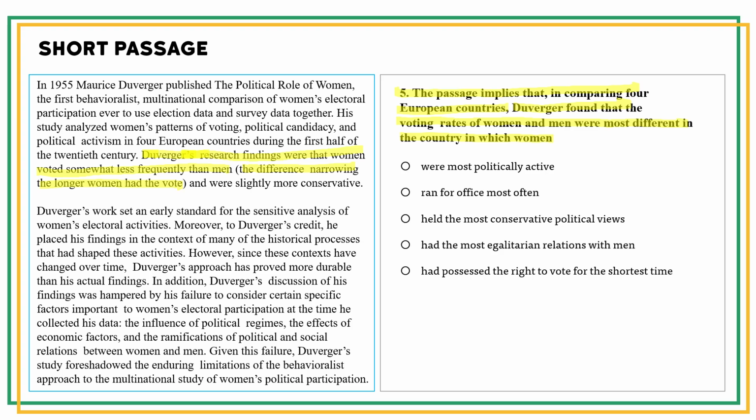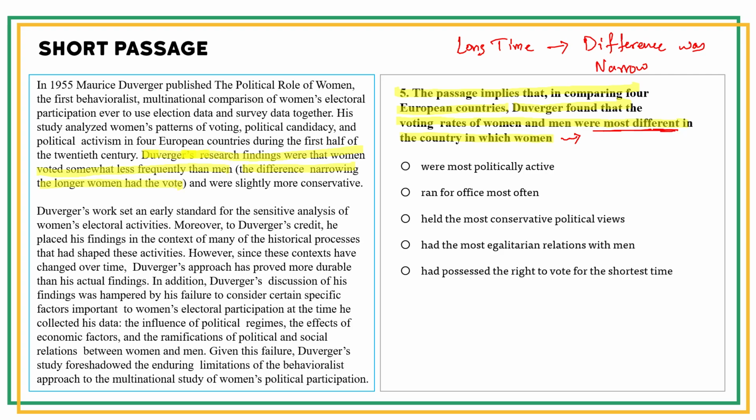Okay, is there an option which says in which women had? If they had the right to vote for a long time, the difference would be narrow. You know, women would be voting almost as much as men. All right, so where would it be the most different?